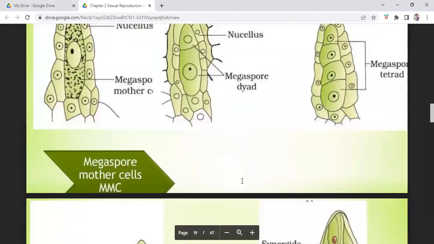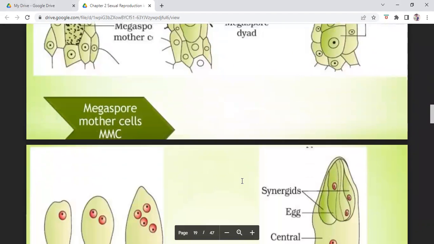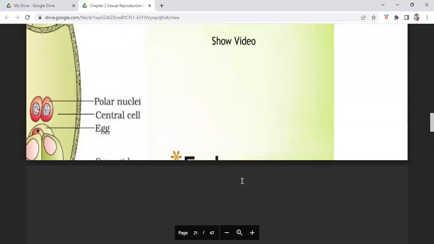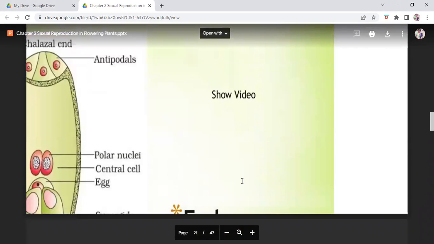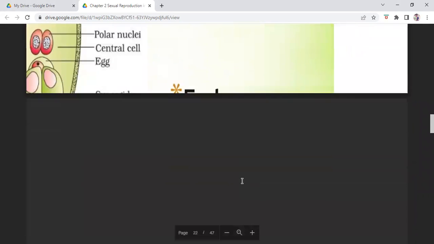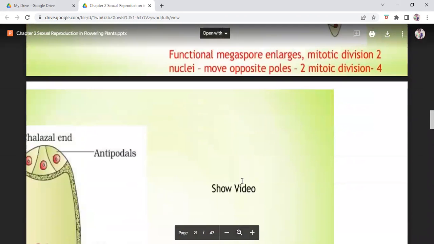And this is the diagram which is to be learned. It is given in the NCERT. You have to learn this. Then there are the other topics, which are the development, the pollen tube formation, the types of pollination. So these will be covered in the next video.